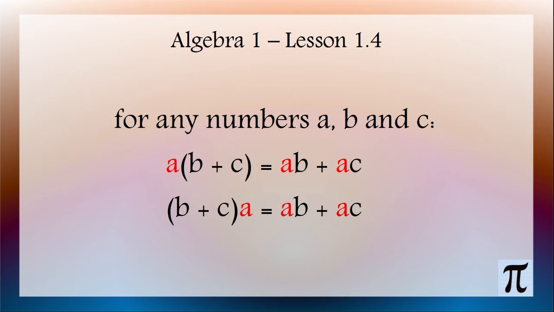Now, this second line here is a different way of writing the exact same thing. Typically you don't see it written this way, but when you multiply two things together, it doesn't matter what order you multiply them. So (b plus c) as a quantity times a will give you the exact same thing. The a is distributed to everything inside of the parentheses.